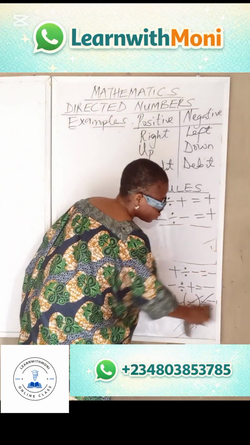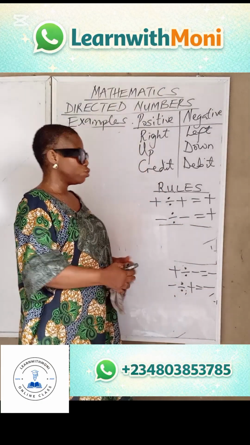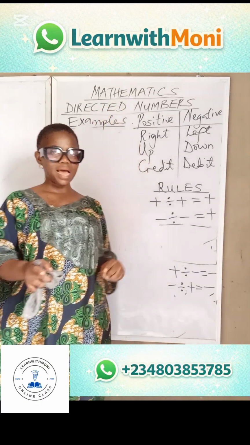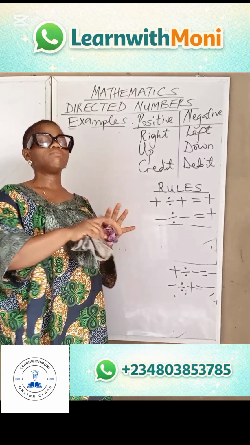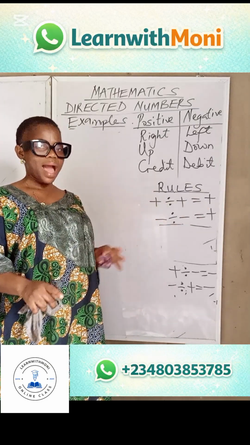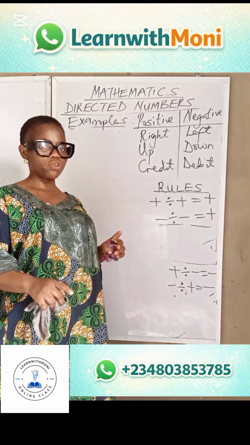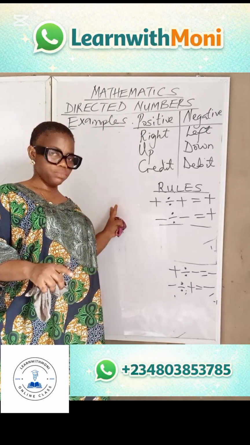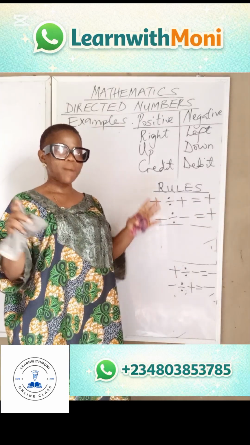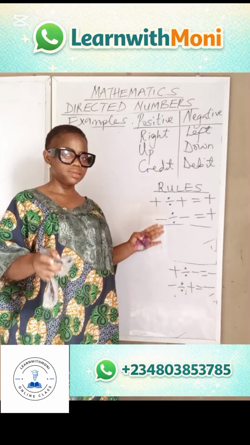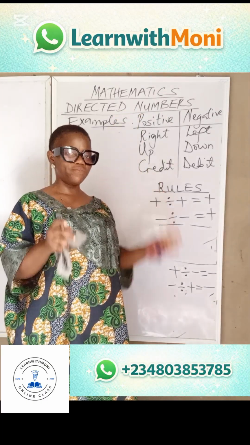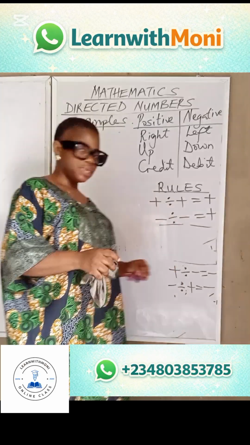Let me quickly clean it up so that you don't get confused. So when you are multiplying or dividing and the sign at the top is the same thing as the sign at the bottom, you have positive as your result. When you are dividing and the sign at the top and the sign at the bottom are the same thing, your result is positive. But when you are multiplying, whether on the left or on the right, or you are dividing either at the top or at the bottom, when one of the signs is different from the other, the result is negative.